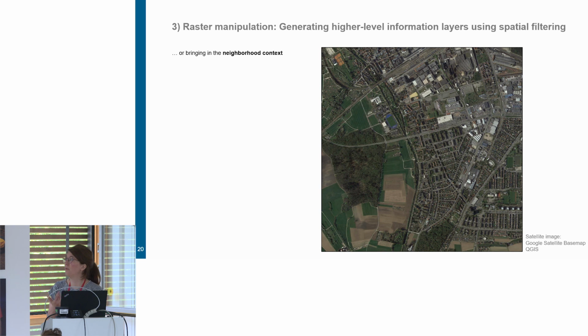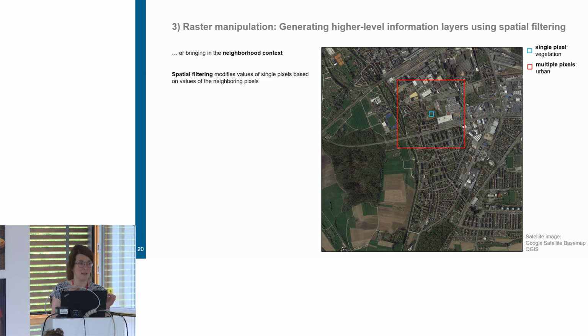The second way to do raster manipulation is using spatial filtering, and I'll quickly explain that concept. Let's assume this is a single pixel. What you see there is basically a vegetation pixel. However, the context of this pixel is clearly an urban environment. If you consider multiple pixels and not just that one, you would see, okay, it's an urban area. And that's basically what spatial filtering does.